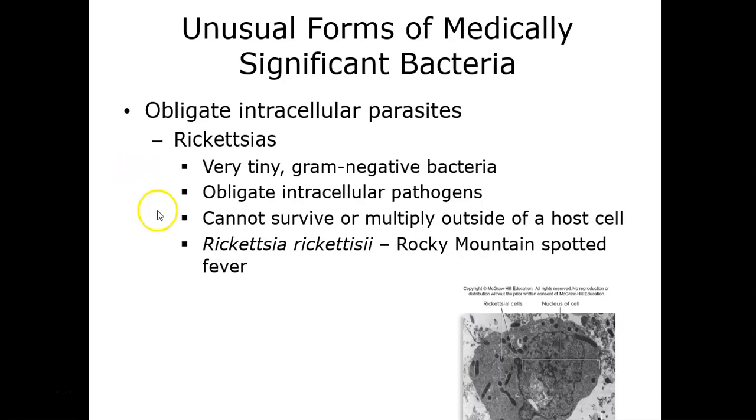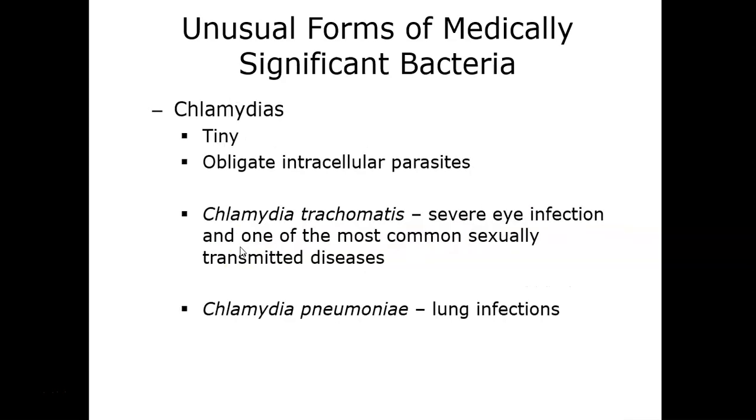So again, remember, anytime we write the genus and species name, we always capitalize the genus name, lowercase the species name, and we italicize both names. We also have the chlamydias, which two of the common ones that we'll talk about this semester are Chlamydia trachomatis, which causes an eye infection to the conjunctiva and is one of the most common STIs that we know of, and Chlamydia pneumoniae, which causes significant lung infection.